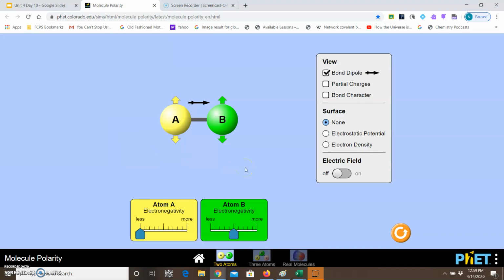And what you may notice is that you have two atoms here, which can again represent a diatomic molecule or a single bond, atoms A and B. And you also notice that they have their electronegativities written at the bottom, A and B, and it's sort of like on a scale. Now, there's ways that we can sort of view it. Right now, the bond dipole is highlighted. So we're going to also highlight the partial charges and the electrostatic potential, because those are the ways that we can show if a molecule or bond is polar or nonpolar.